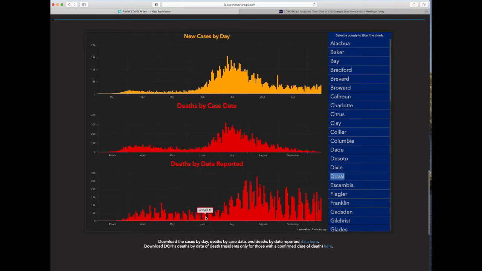What? Let's look. So how long does it take for this peak to reach this peak? A month. It takes a month, from July 11th to August 10th, and then more people started dying. Okay? This is by date reported. So that means on that day, people died.